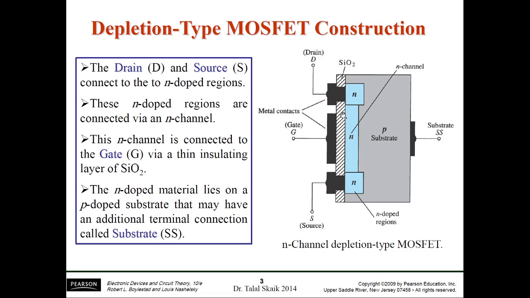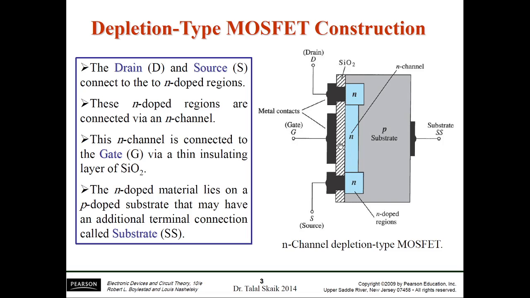If I observe this construction, the source terminal is connected via a metal patch, the black portion, which is the metal contact. That is connected to the N type material. The drain is also connected via metal to N type material, and the two are interconnected by a slab of N type material, which is the channel.